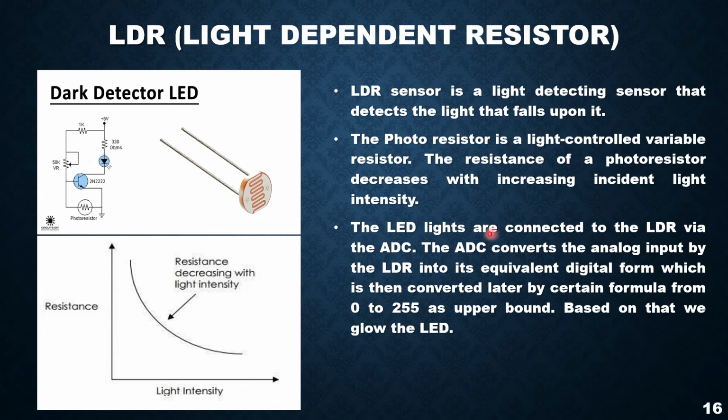The LED lights are connected to the LDR via the analog to digital converter. The analog to digital converter converts the analog input from the LDR into its equivalent digital form, which is then converted by a certain formula to a range from 0 as the lower bound to 255 as the upper bound. Based on that, we glow the LED. For example, if the output is 255, then the LED will glow at full brightness. If the output value is 0, then the LED will be completely off.